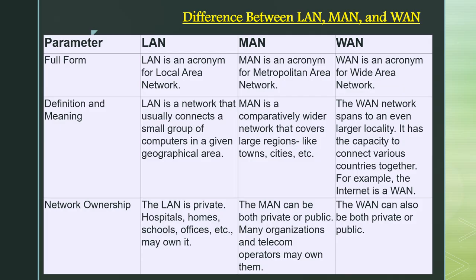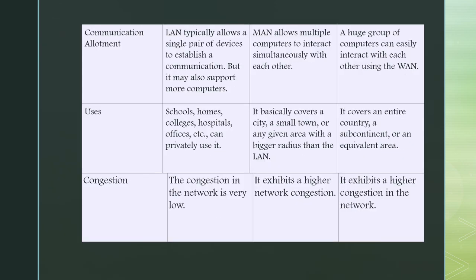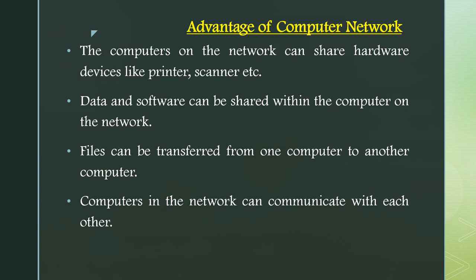Difference between LAN, MAN, and WAN. Advantages of computer network. The computers on the network can share hardware devices like printer, scanner, etc. Data and software can be shared within the computer on the network. Files can be transferred from one computer to another computer. Computers in the network can communicate with each other.